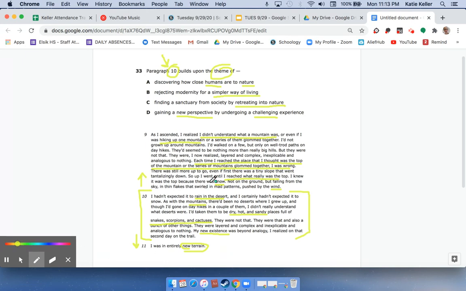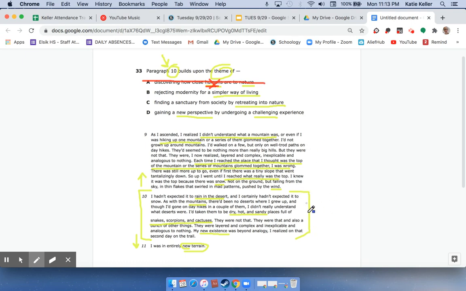So once you have annotated your text for some relevant information, then you can start to eliminate answer choices based on the keywords that you have identified. So for example, here in A, it talks about how close humans are to nature. Well, especially in paragraph 10, there is no discussion about humans, only nature. If you look at what I've underlined, it talks about describing deserts and mountains. So here, that word humans makes this answer choice incorrect.